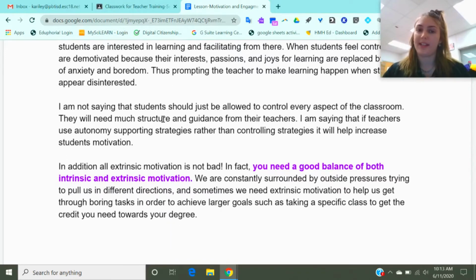And I'm definitely not saying a student should be allowed to control every single aspect of the classroom, because that would just be terrible. Then probably not everything you need to get done will get done. However, they do need a lot of structure and guidance from their teachers. So what I'm trying to get at is, if teachers use what we'll call autonomy supporting strategies, that's very important. Rather than controlling strategies, this is going to help get those students motivated and engaged.